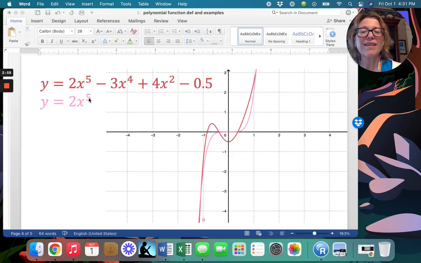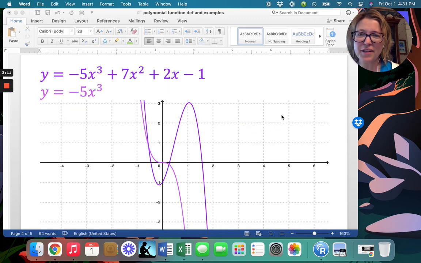Here's an example with an odd exponent. Same end behavior. The polynomial just is a little more interesting in the middle. Here's a final example.